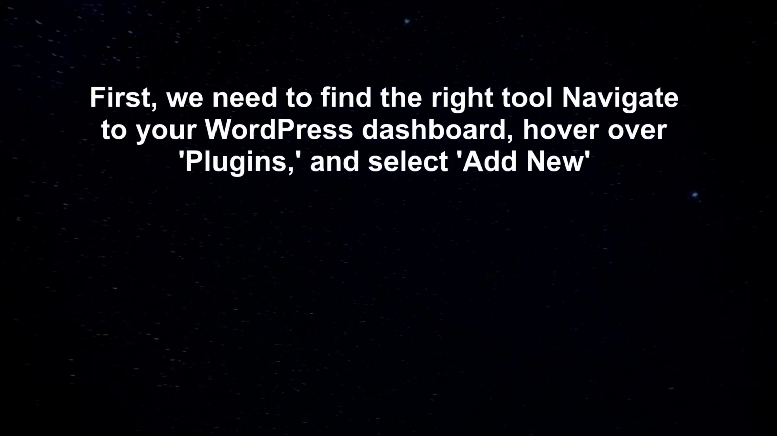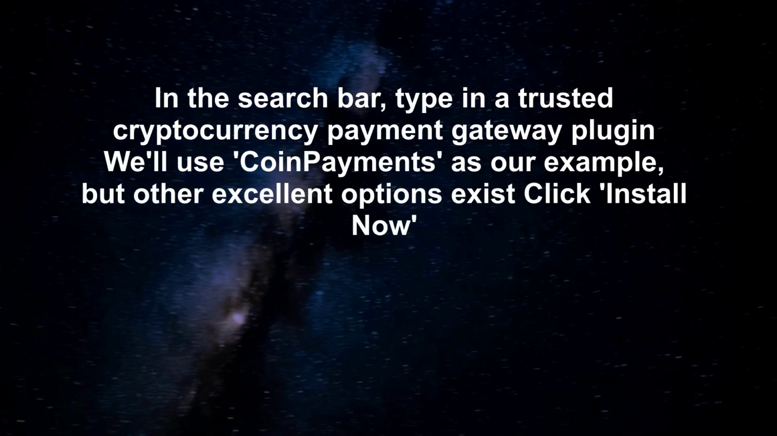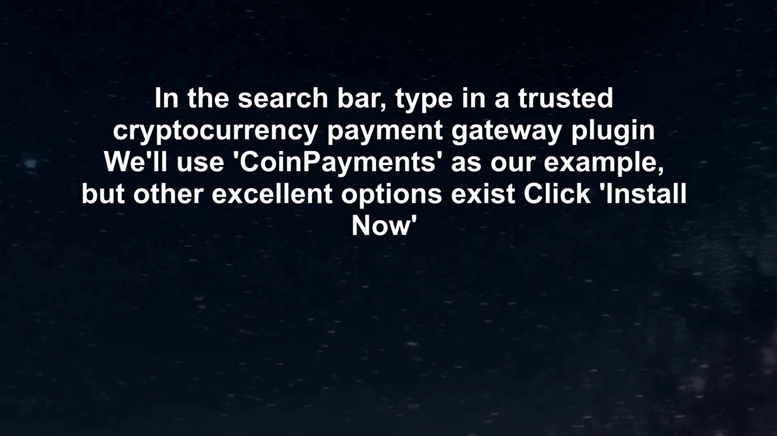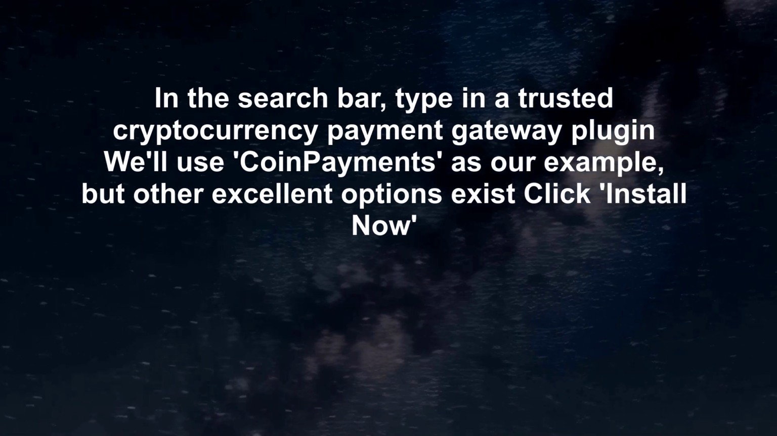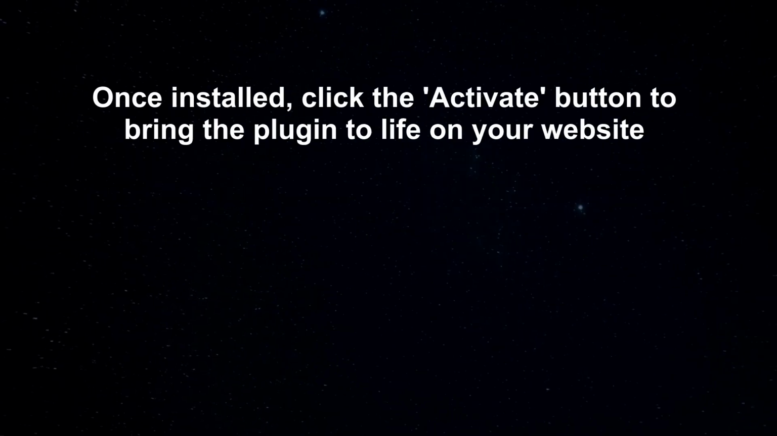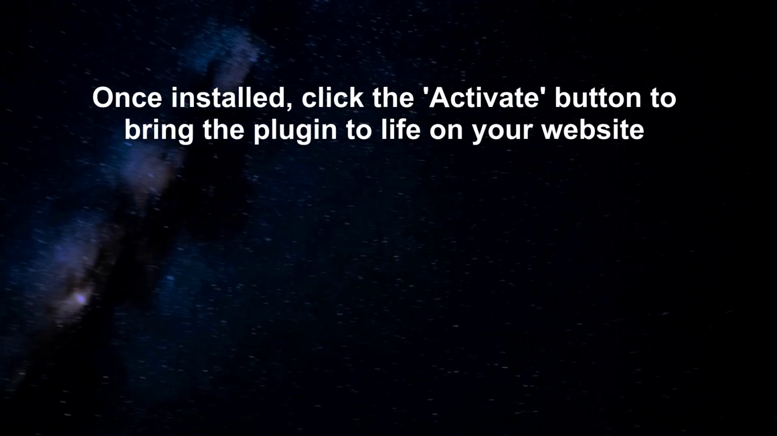Navigate to your WordPress dashboard, hover over Plugins, and select Add New. In the search bar, type in a trusted cryptocurrency payment gateway plugin. We'll use Coin Payments as our example, but other excellent options exist. Click Install Now. Once installed, click the Activate button to bring the plugin to life on your website.